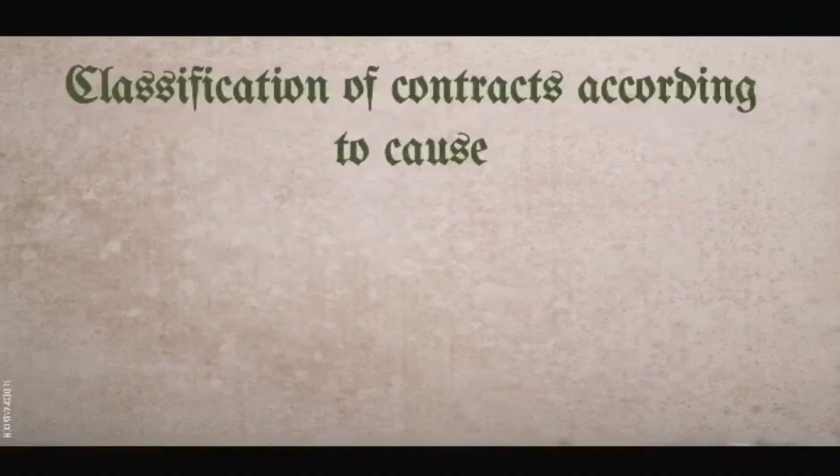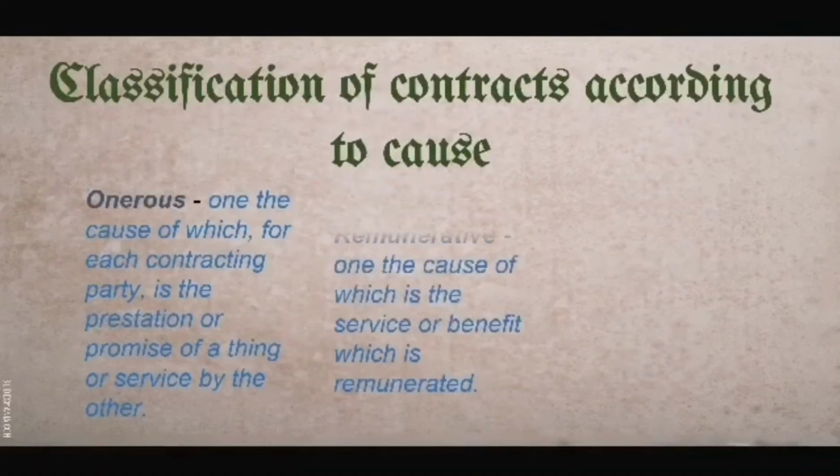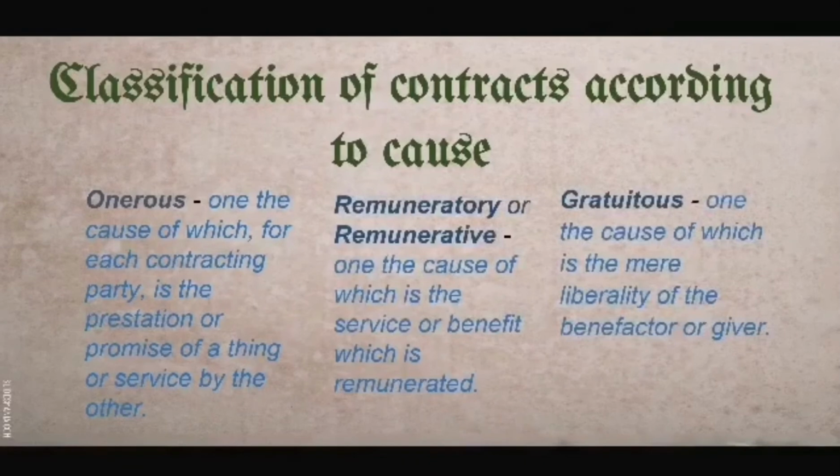So now, let's move on to the classification of contracts according to cause. So, first is onerous contracts. One, the cause of which for each contracting party is the prestation or promise of a thing or service by the other. So, in onerous contracts, they are reciprocally obligated to each other.